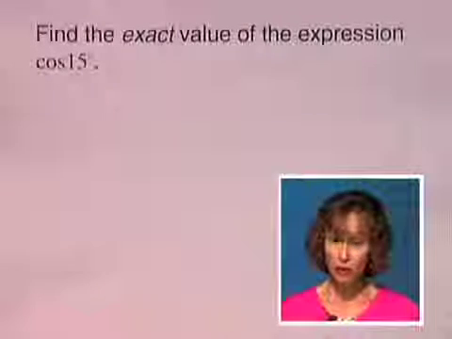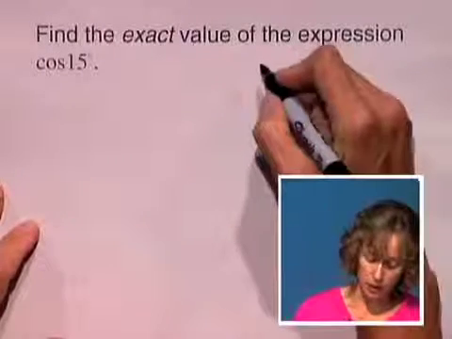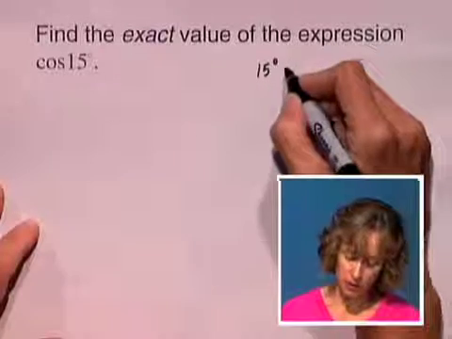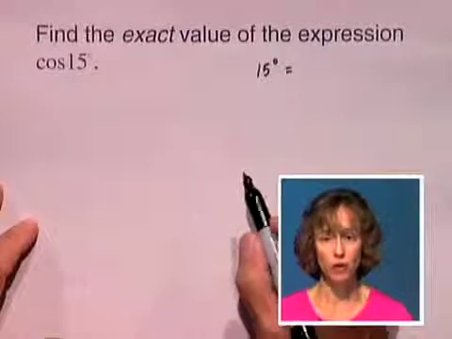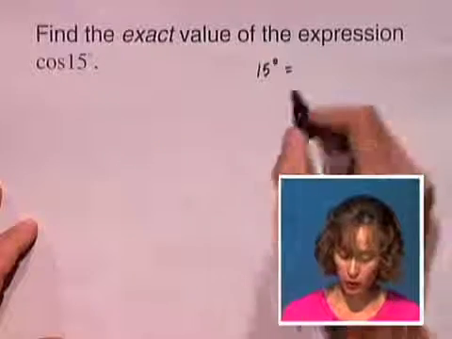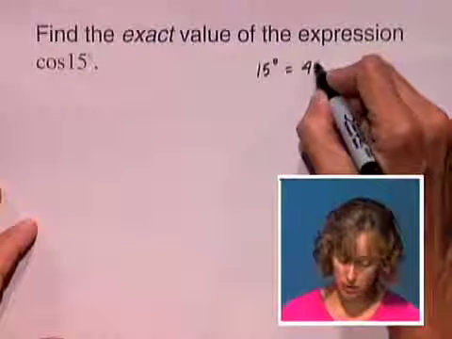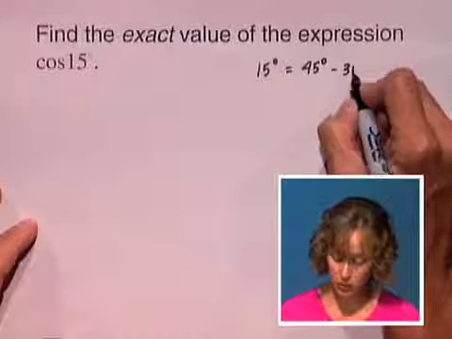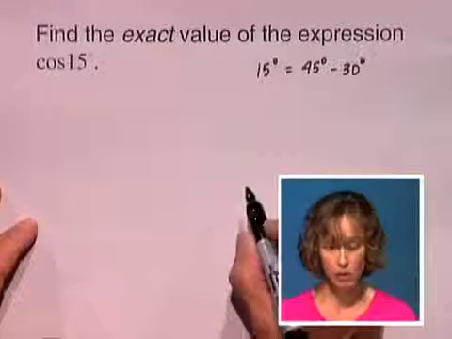Let's use some sum and difference identities. First of all, we want to find the exact value of the expression cosine of 15 degrees. We have to look at 15 degrees and consider it either a sum or difference of angles whose cosine or sine we know exact values for. One way you could get to 15 degrees is you could take 45 degrees and subtract 30 degrees. There's other options, but let's use that one.